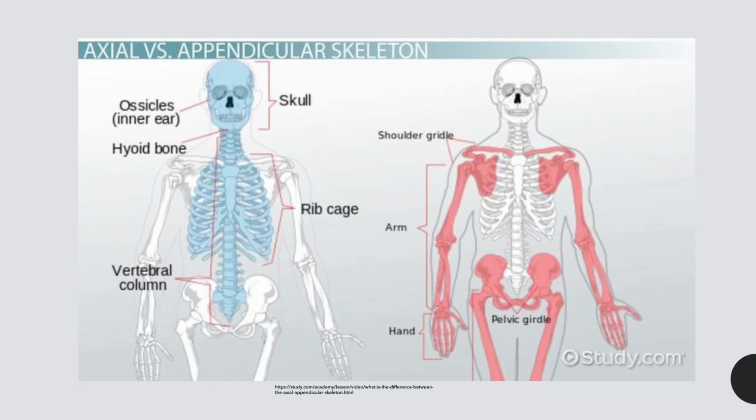So here's an image that we can see. In blue is that axial skeleton. In red is that appendicular skeleton.